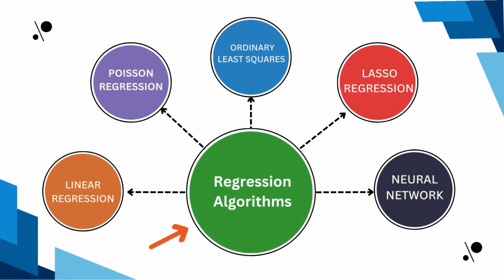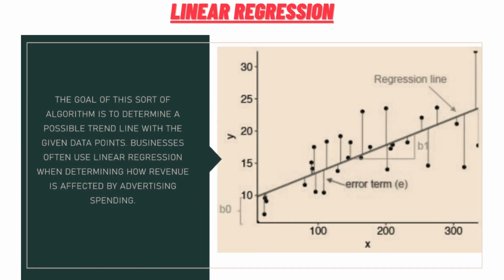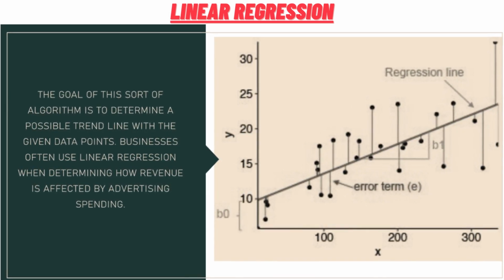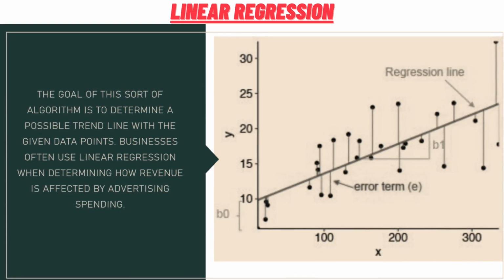Some examples of regression algorithms used in AI and machine learning: linear regression, Poisson regression, ordinary least squares regression, lasso regression, and neural network regression. An algorithm with use in both statistics and the social sciences, linear regression is used to define the linear relationship between a dependent variable and an independent variable. The goal of this sort of algorithm is to determine a possible trend line with the given data points. Businesses often use linear regression when determining how revenue is affected by advertising spending.